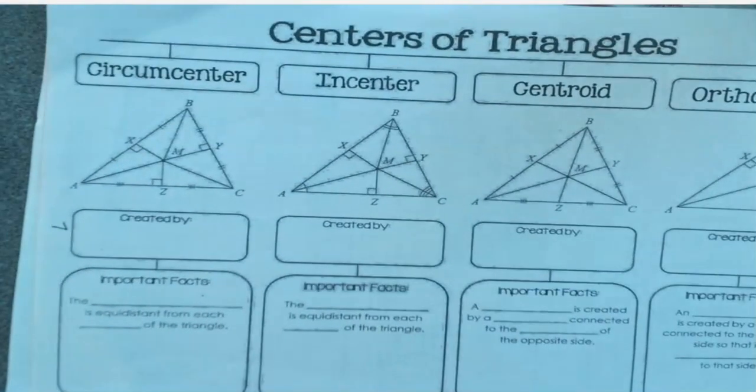Okay, first of all, circumcenter. Weird word. Probably haven't heard of many of these words. These are centers of triangles, so it's these 4 points where certain things intersect. And these are things that we've kind of talked about before.